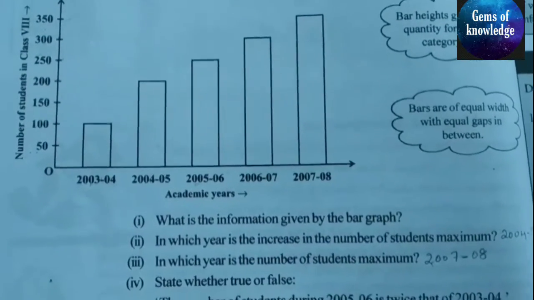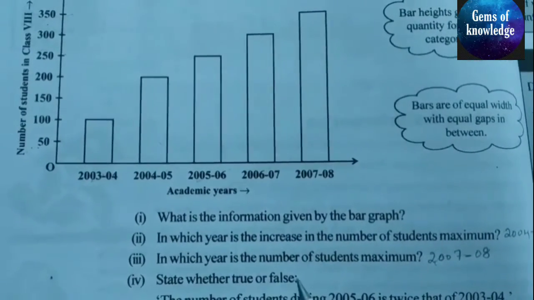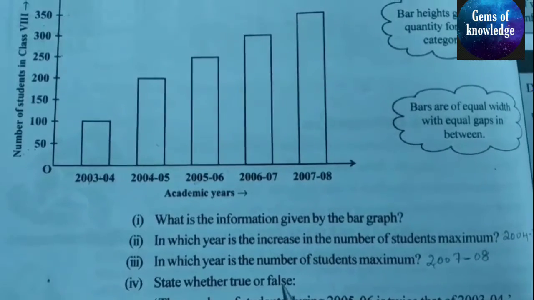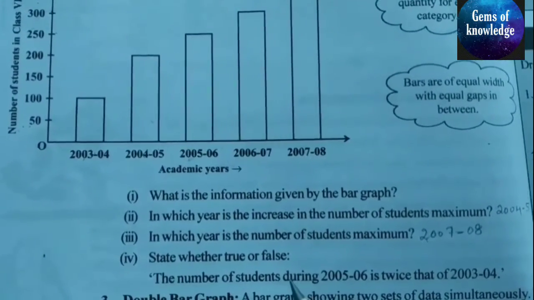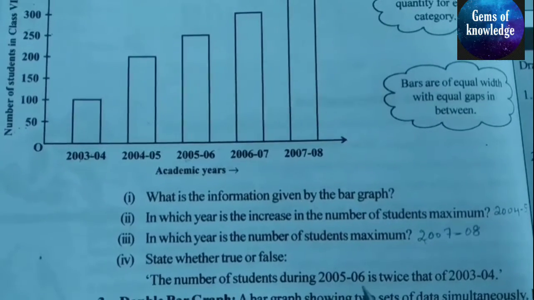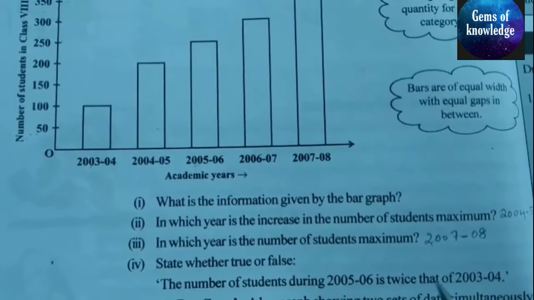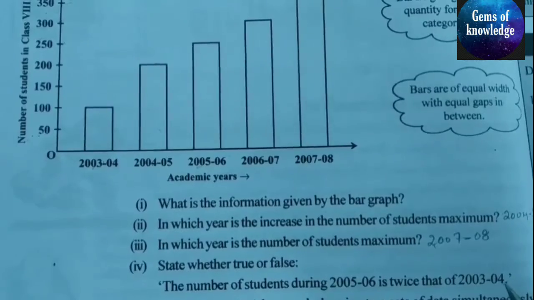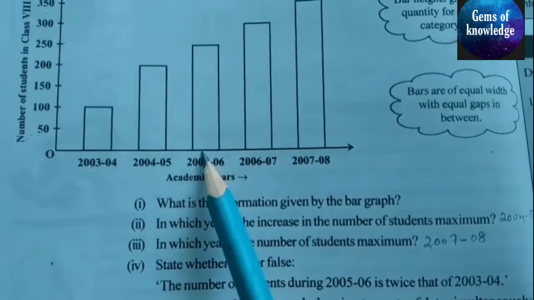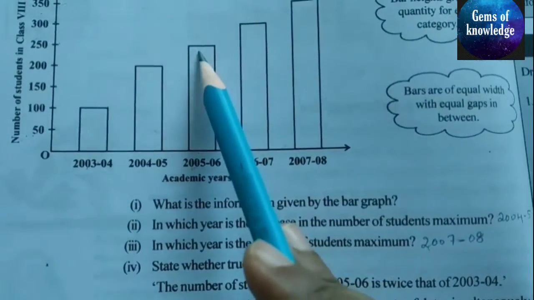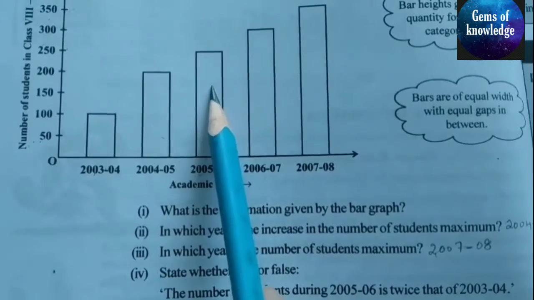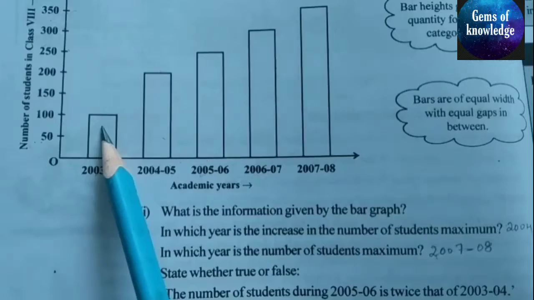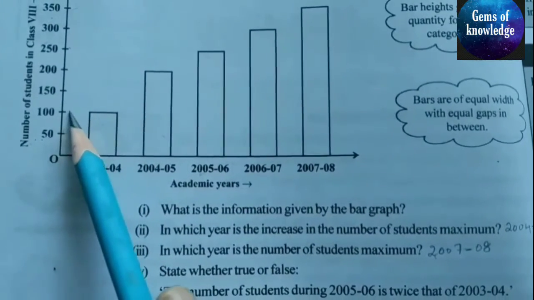Okay, next, state whether true or false. The fourth one is to state whether it is true or false. The number of students during 2005 to 2006 is twice that of 2003 to 2004. So you can see here how many students there are: 250. Okay, so we have to see whether this number is twice this number or not. Here they have given 100.